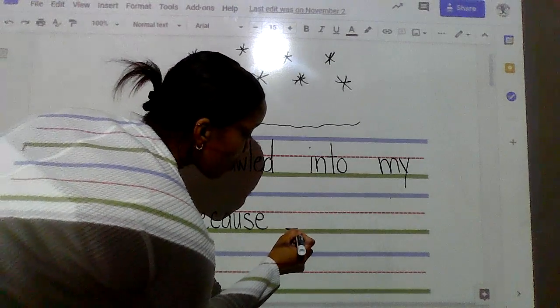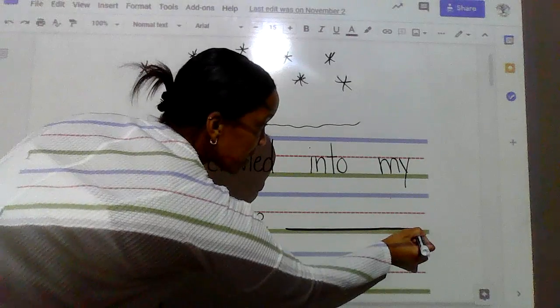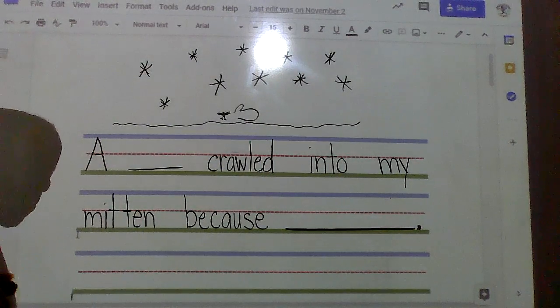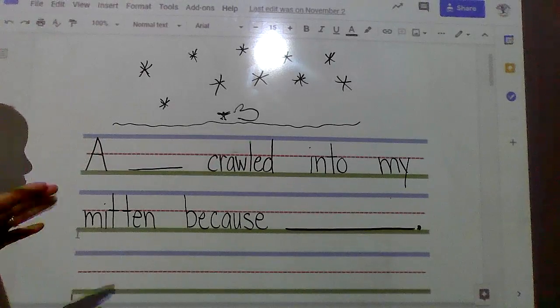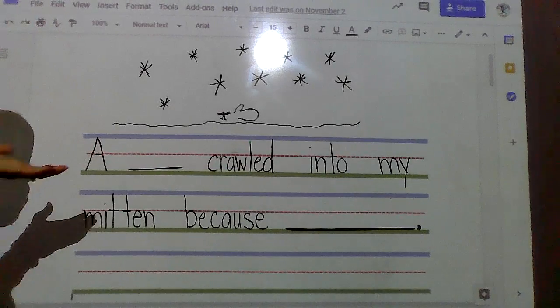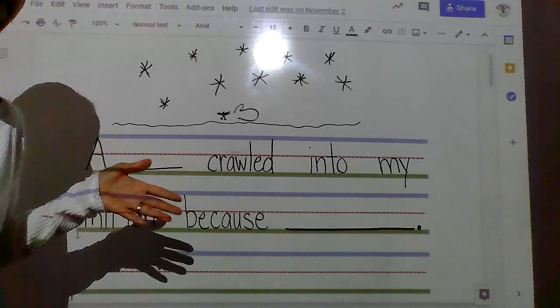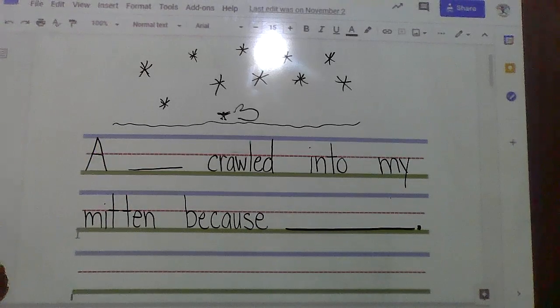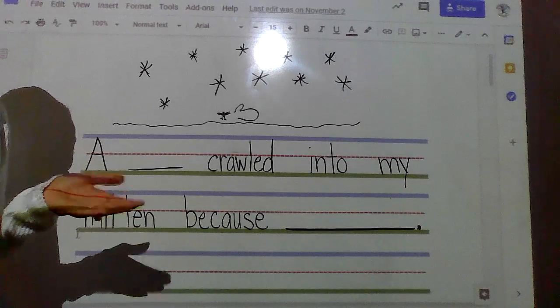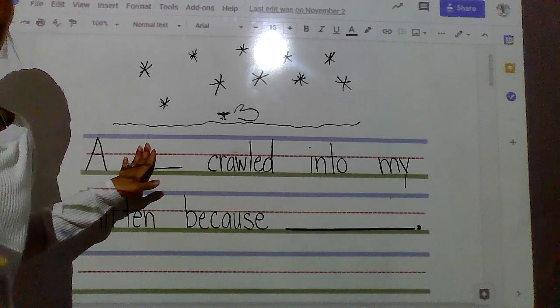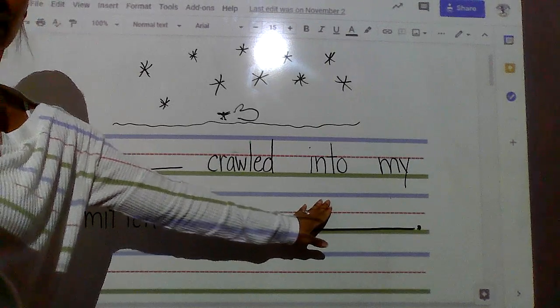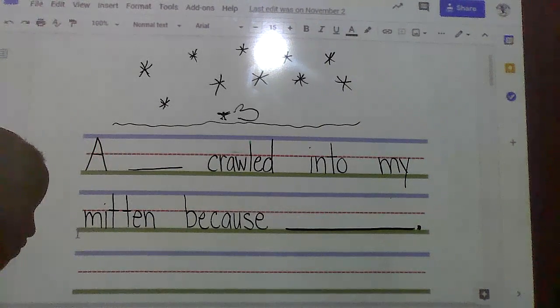And guess what? You can use your imagination. So it could be silly or it could be real. I guess none of it would be real because why would animals be crawling into our mitten? So think of some ideas. Why do you think? Maybe it was hiding from a predator. Or maybe it was tired, so it went in there to take a nap. All right, so think of an animal that you would like to crawl into your mitten. And why do you think that animal went in your mitten? All right, have fun writing.